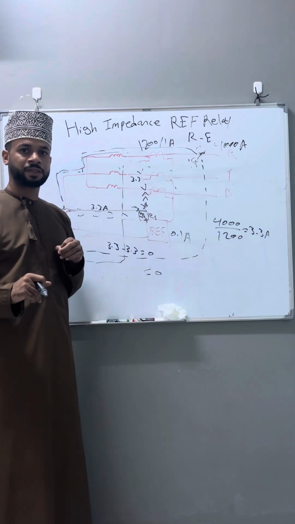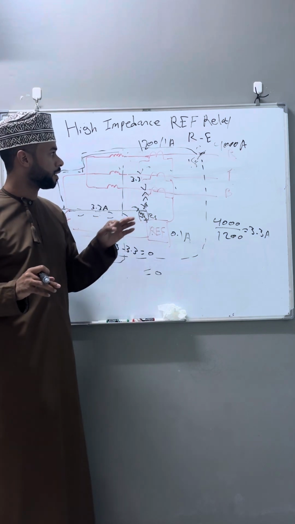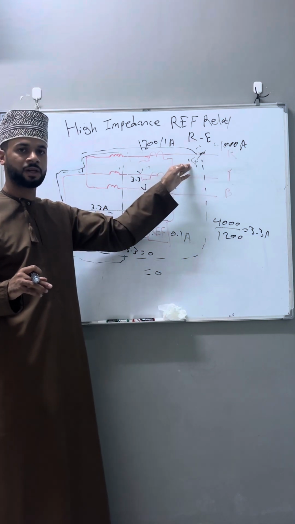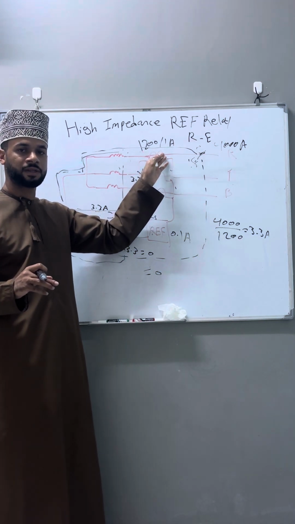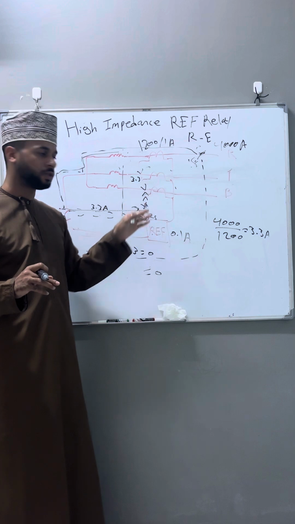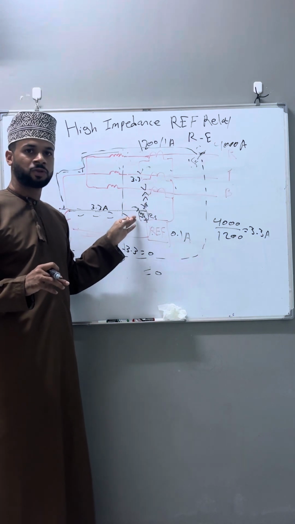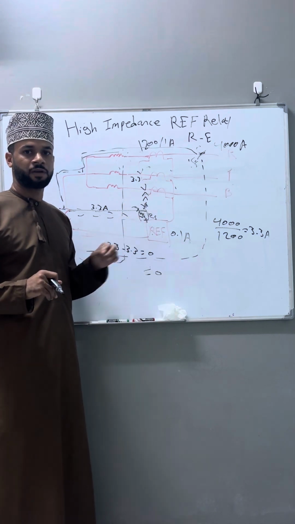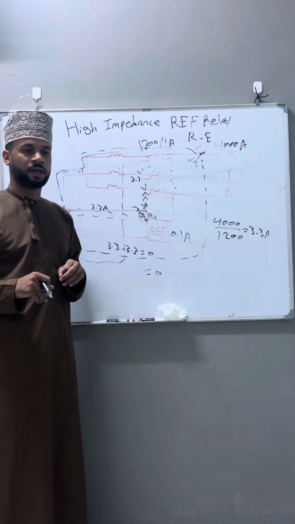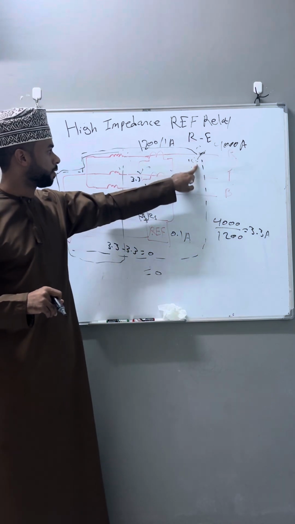Okay? So this is case 3. If you have an external fault and one of the phase CTs gets saturated, we need to use the stabilizer resistor to avoid mal-operation of the RAF protection relay. Now let's see case 4.